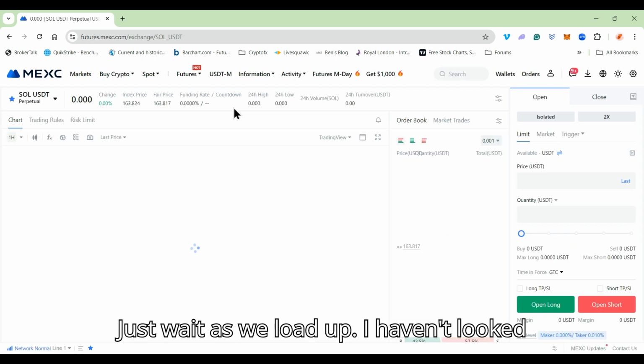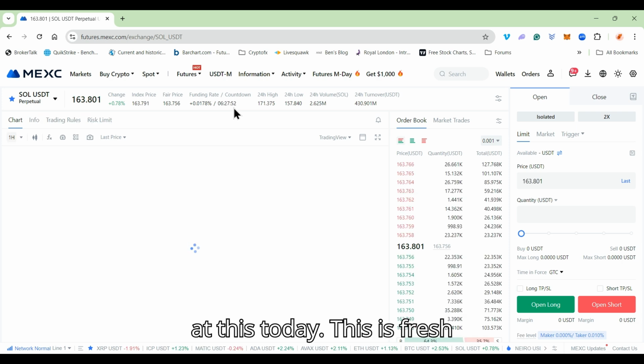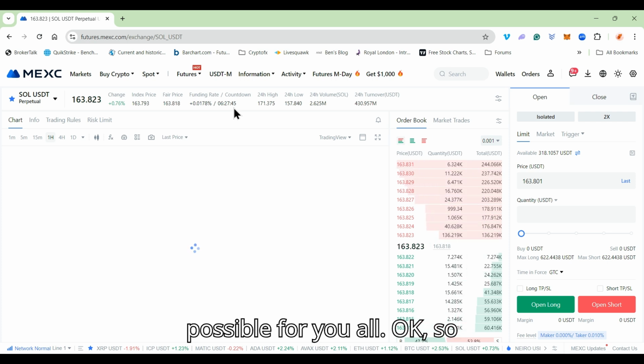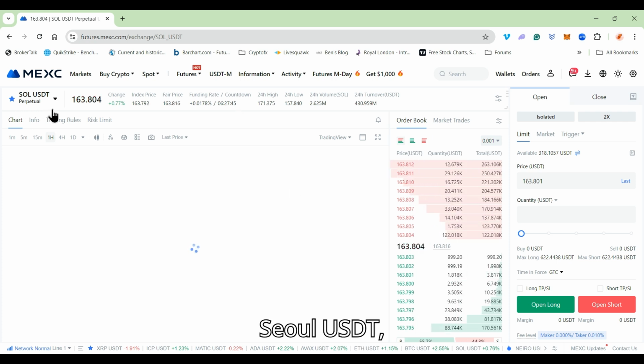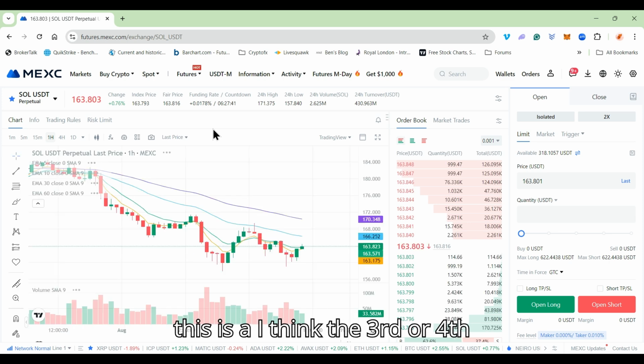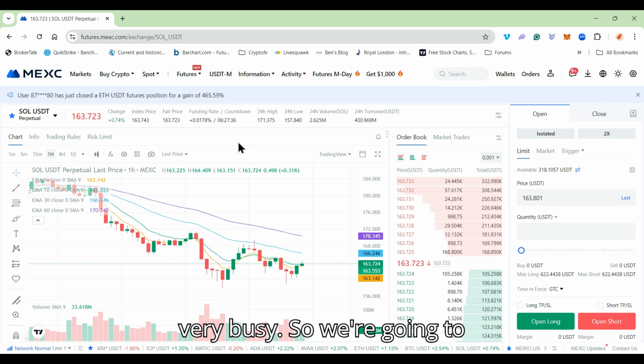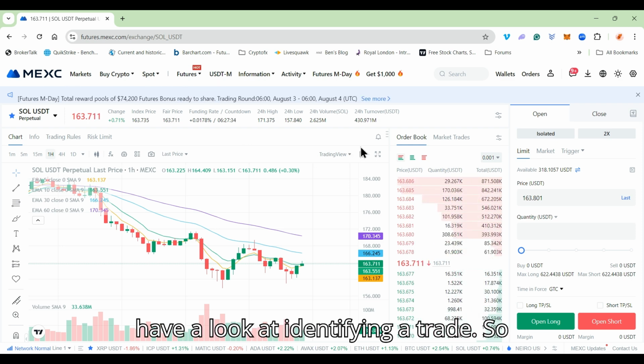Just wait as we load up. I haven't looked at this today. This is fresh eyes. I want it to be as realistic as possible for you all. Okay, so SOL USDT. This is, I think, the third or fourth largest crypto at the moment. It's been very busy.